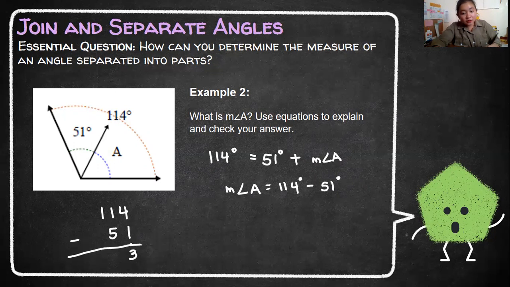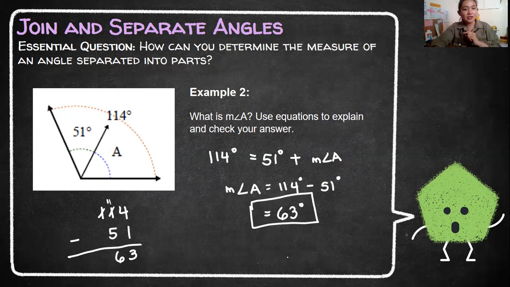Showing the workings here would be 114 minus 51. 4 minus 1 is 3. 1 minus 5 cannot be, so I'll borrow. This one will become 11. 11 minus 5 will give me 6. So, the measure of angle A in example number 2 is 63 degrees.